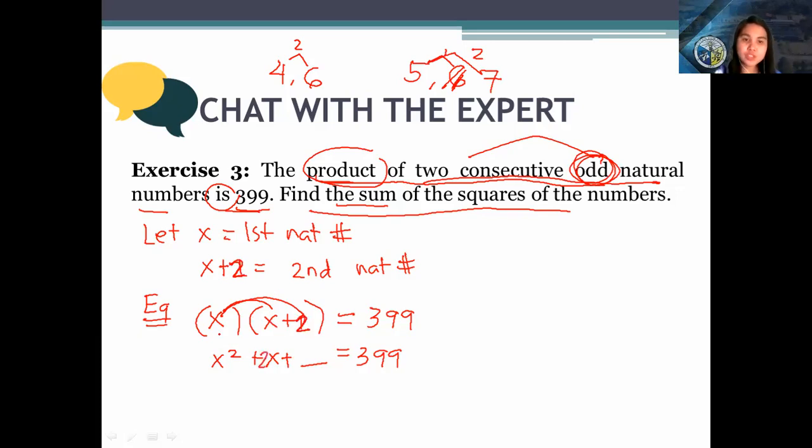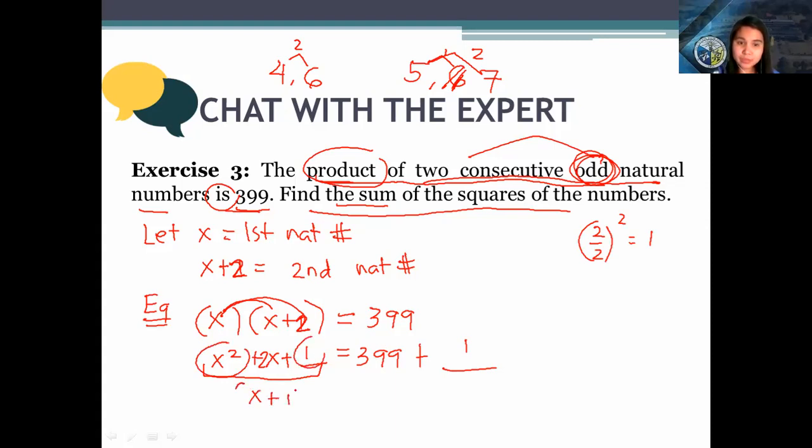So x times x is x squared. X times 2 is 2x. Let's complete it. 2 divided by 2 squared, that's 1. So add 1 to the left, add 1 to the right. Next, we will factor the left-hand side. The square root of x squared is x. The square root of 1 is 1. x plus 1 squared equals 400.